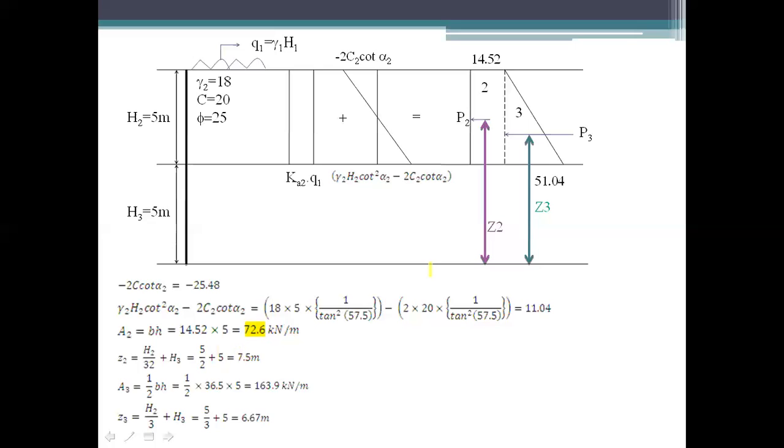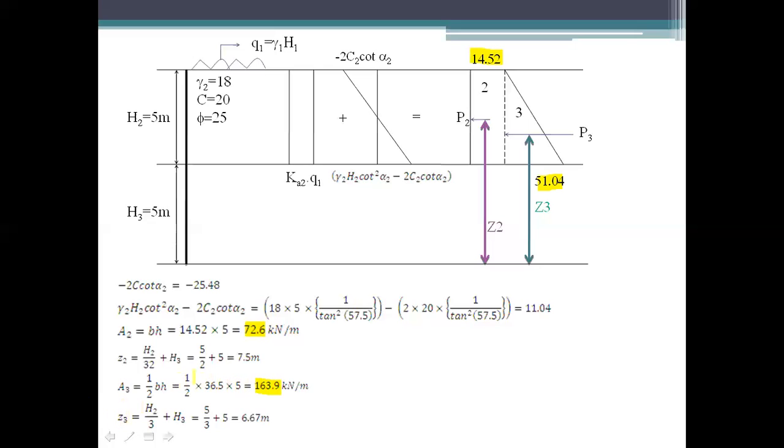So area 3. The third is your right angle triangle, so it is given as 1/2 base into height. So 1/2 into your base 51.04 minus 14.52 will give you 36.5. So 1/2 into 36.5 into 5 equals 91.25, and the answer for area 3 is 163.69 as computed.